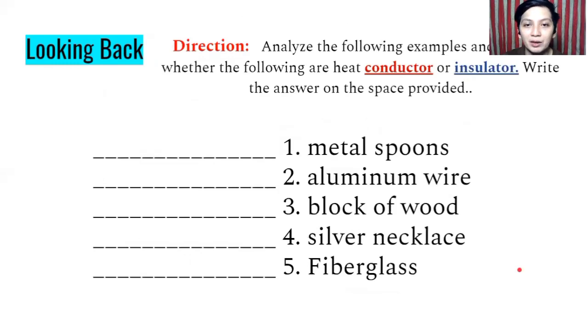And for letter B, all you have to do is to analyze the following examples and identify whether they are heat conductor or insulator. Write your answers on the spaces provided. Pag sinabi natin conductor, heat conductor, meaning to say, heat can flow or travel in this material. Pag sinabi naman natin insulator, these are the materials that heat cannot transfer. So, in basic terms, conductor, dinadaluyan ng init. Insulator, hindi dinadaluyan ng init.